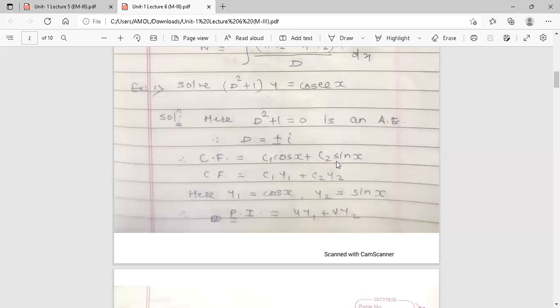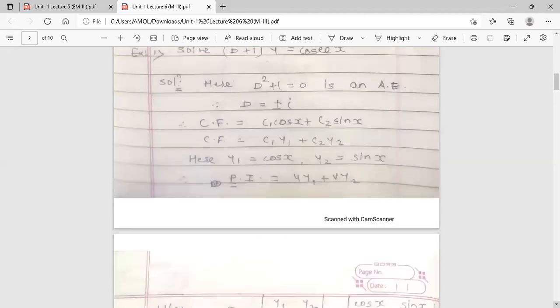Now the complementary function is c1 y1 plus c2 y2. The complementary function is actually c1 cos x plus c2 sin x, but we can write it as c1 y1 plus c2 y2, where y1 is the term with c1. The term with c1 is cos x, so y1 is equal to cos x, and the term with c2 is sin x, so y2 is equal to sin x. Now the formula to find the PI is u y1 plus v y2, because we are going to solve this example by using the VP method.